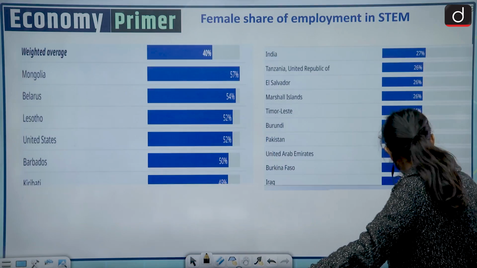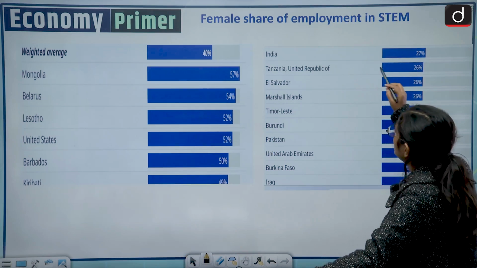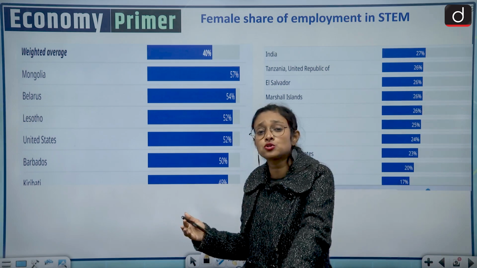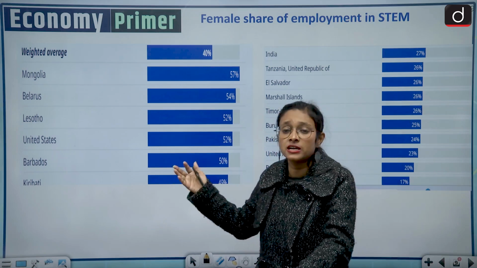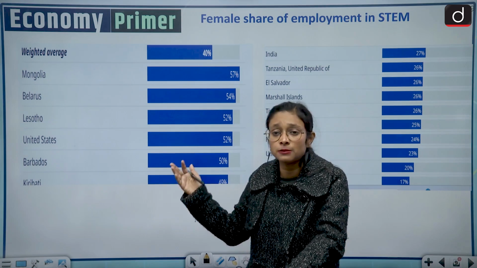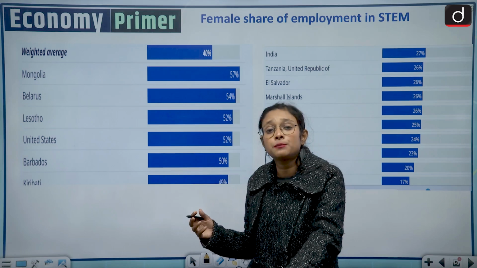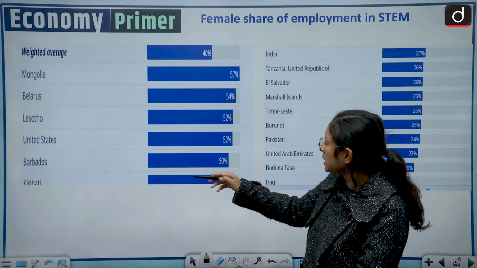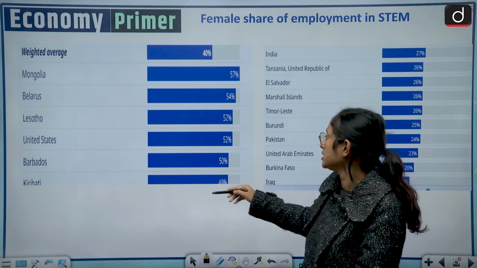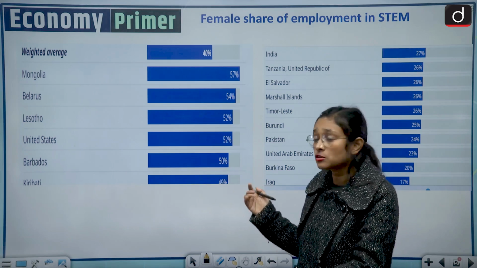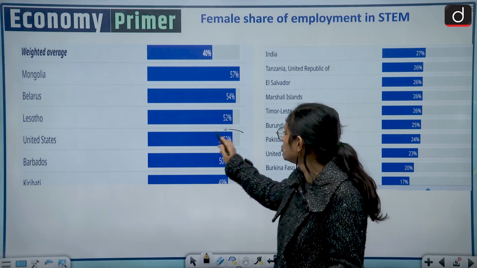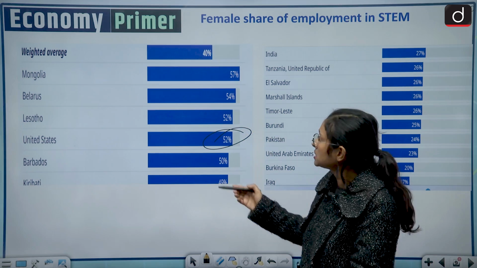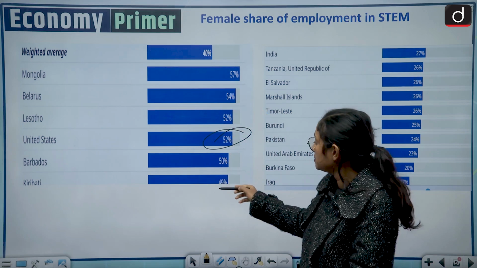So moving to another slide, which is about female share of employment in STEM. We already discussed the unorganized sector and managerial posts, advisory posts. Here we are discussing STEM, which is science, technology, engineering and mathematics. It says that women are breaking barriers in the STEM sector. Here we have taken a few data points. We have taken the data of the United States. The United States is regarded as a very developed country, and there only 52% contribution of women in STEM can be seen. And coming to the other countries, Mongolia 57%, Kiribati 49%.